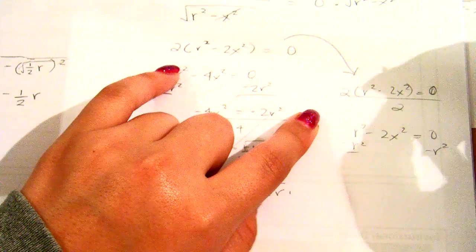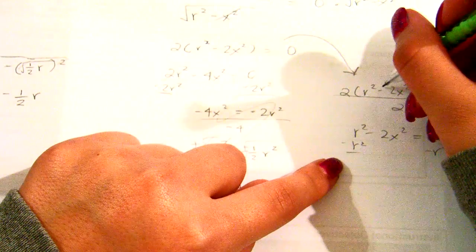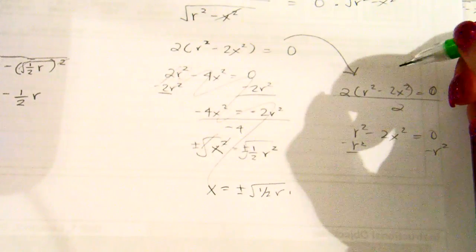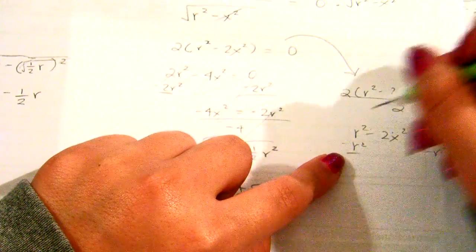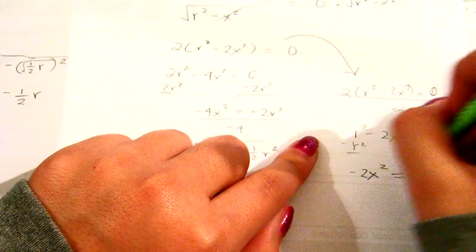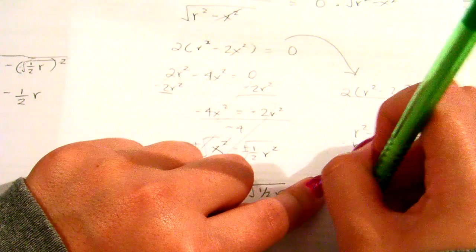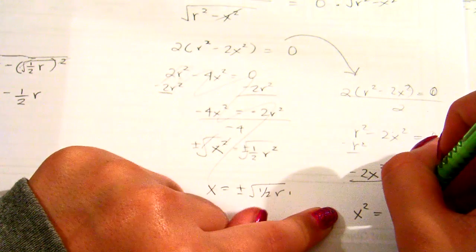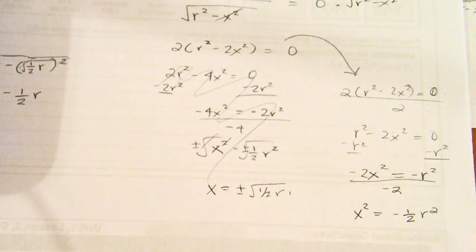So you go back to where you had it set equal to 0. And then you divide by 2 and you're left with r squared minus 2x squared equals 0. And you can subtract r squared from both sides. And you get negative 2x squared equals negative r squared. And you could divide by negative 2. And you get x squared equals 1/2 r squared. Oh, you end up getting the same answer.